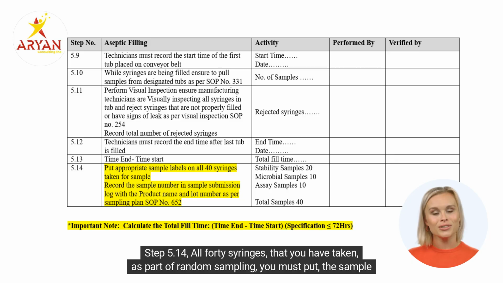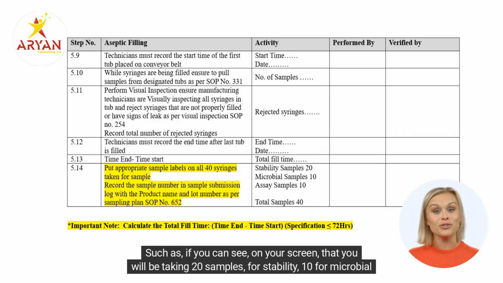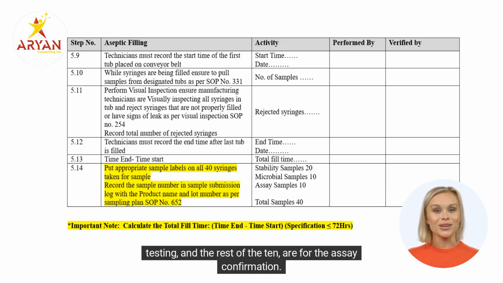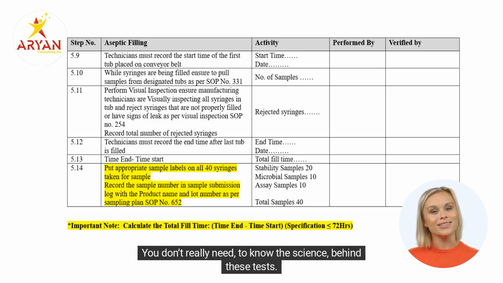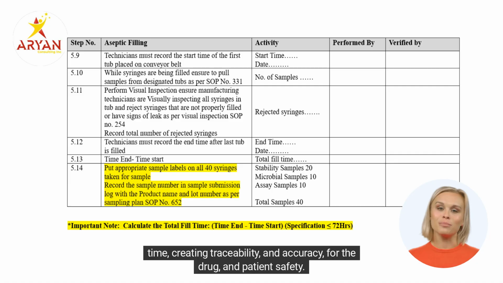Step 5.14. All 40 syringes that you have taken as part of random sampling, you must put the sample labels on each for what kind of test these syringes are aimed for. Such as, if you can see on your screen, you will be taking 20 samples for stability, 10 for microbial testing, and the rest of the 10 are for the assay confirmation. You have learned about these tests in terminology class. You don't really need to know the science behind these tests. Just need to know how to affix labels on the right sample, making no mistakes, while at the same time creating traceability and accuracy for the drug and patient safety.